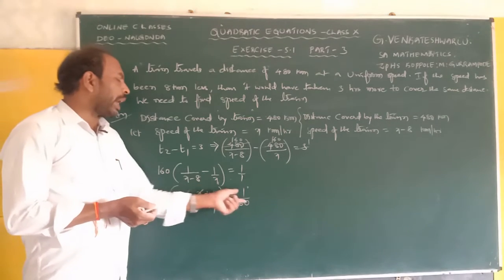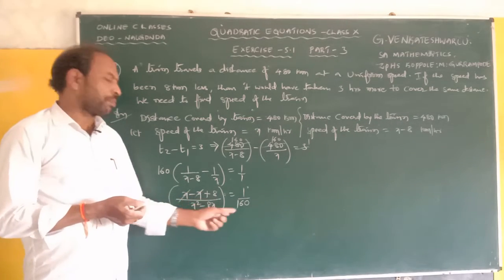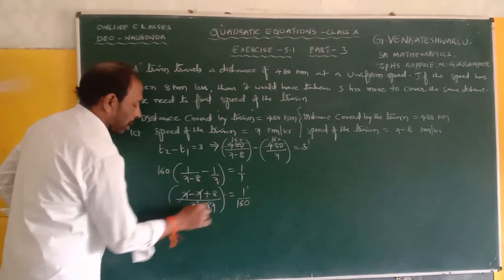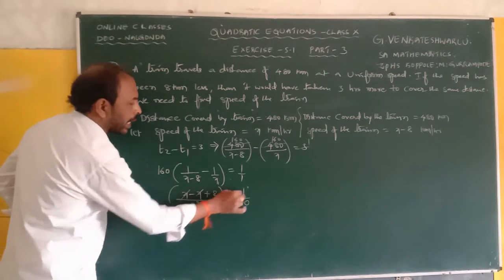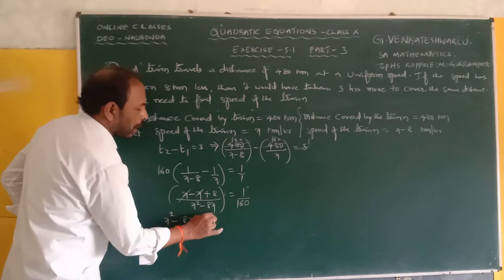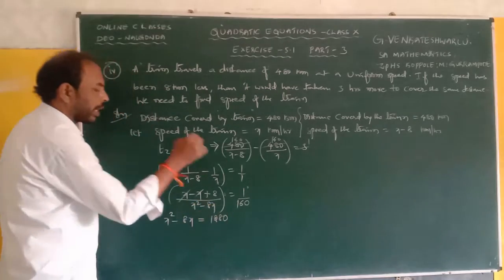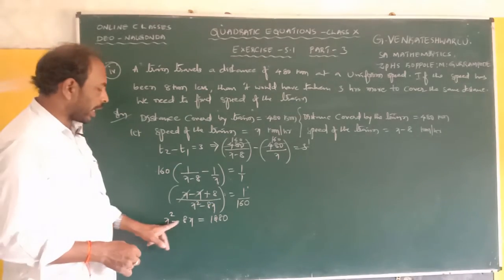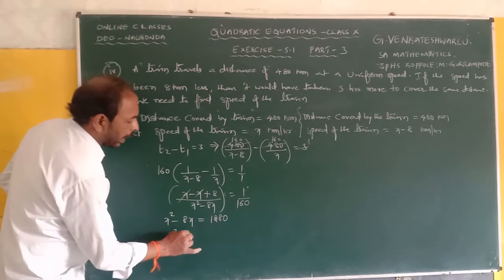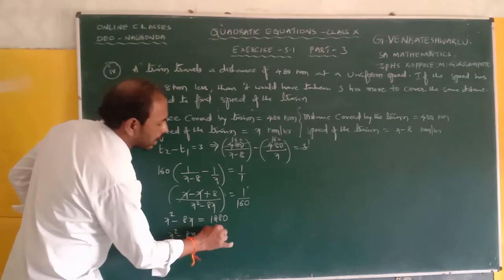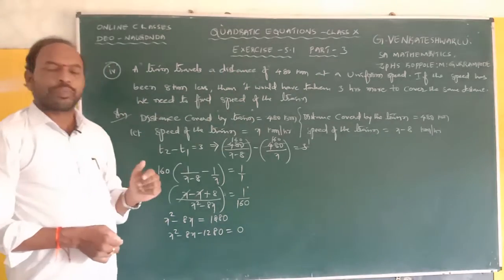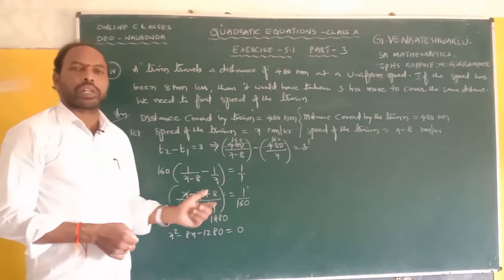Moreover, equating two fractions is nothing but a proportion: the product of extremes equals the product of means. Cross multiplication: x square minus 8x, times 1, is equal to 16 8s, which is 128, and 0, so 1280. So x square minus 8x minus 1280 is equal to 0. From the above conditions, we obtain a quadratic equation.